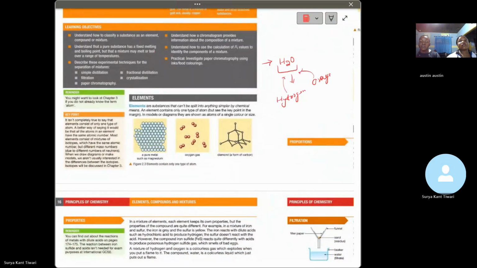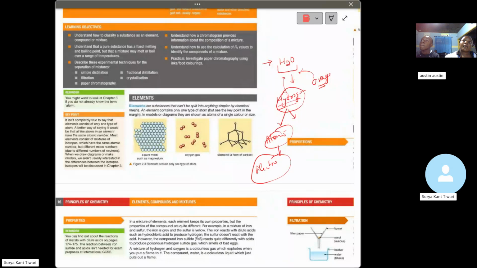If you break hydrogen, what will you get? You will just get some atoms, right? You will break one atom of hydrogen, you will get some electrons, protons, or neutrons, but that will not give you any unique properties. The unique property, you will only see in the atom of hydrogen, which is called an element.